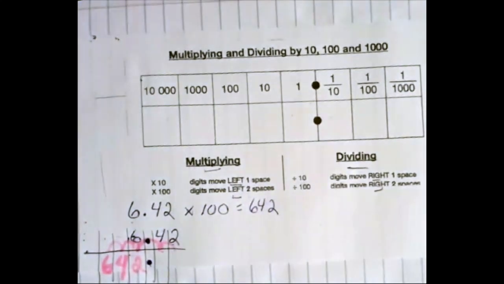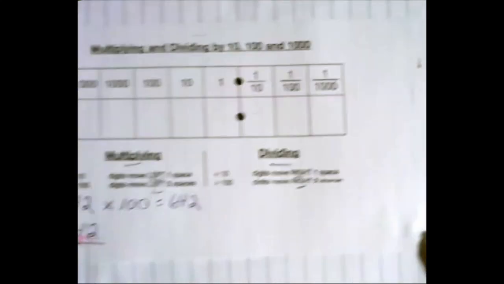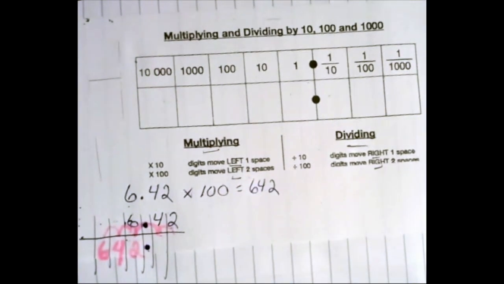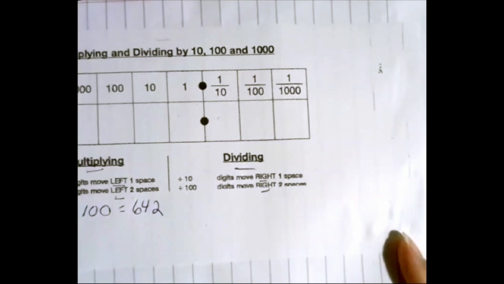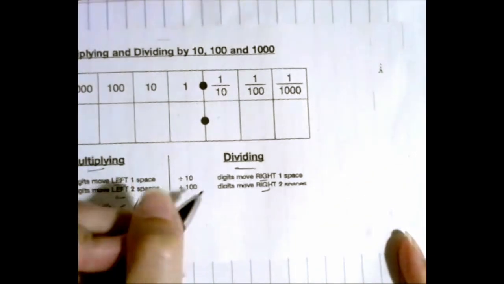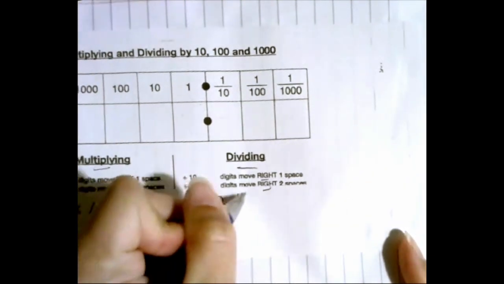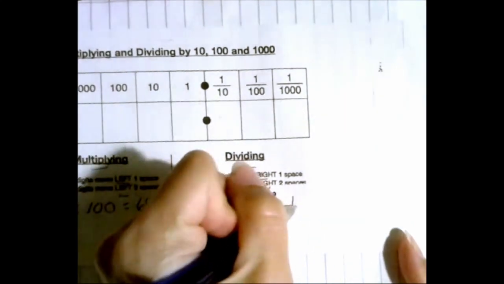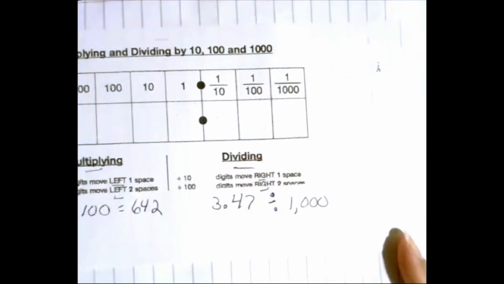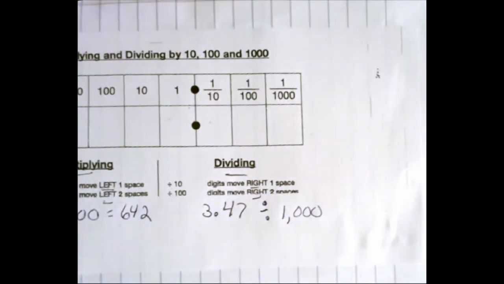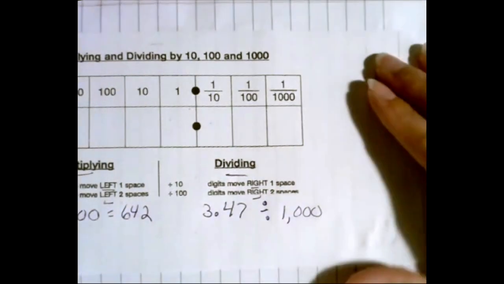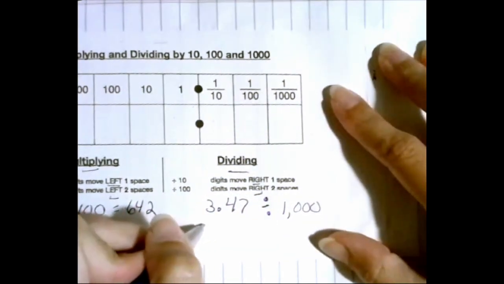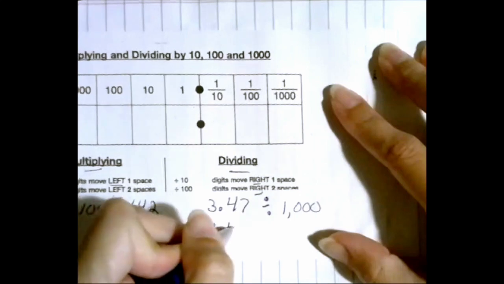All right, let's look at that for division. If you need a pause so you can copy all that down, you can. Let's look at a division problem. So we're going to do 3.47 divided by 1,000. We're going to use our place value chart to help us divide. So I'm going to take 3.47 and I'm going to put it on a place value chart. 3.47.